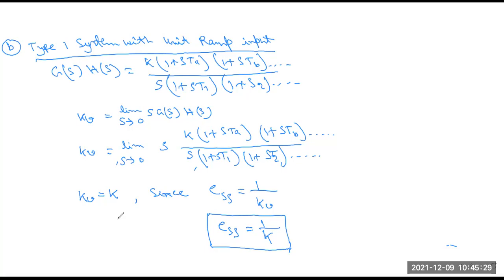So this is a short form. It is a short question that can come in your examination: explain the expression of the type 1 system with either unit ramp, unit step or unit parabolic input functions. So this is basically the expression of the ramp input functions. Is it clear?